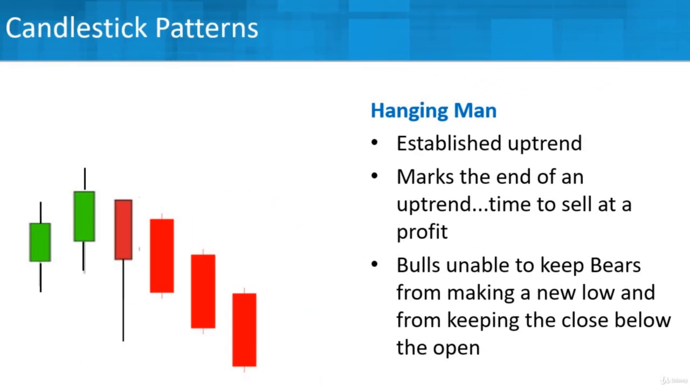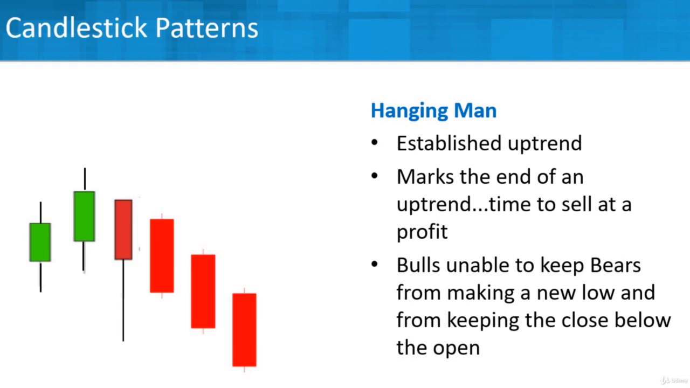Now, a hanging man is essentially the opposite. You have an established uptrend where things have been trending upwards. Each open is higher than the close from the day before. We have green candlesticks in this case. But a hanging man marks the end of an uptrend. And if you own the security, that's the time to sell at a profit. On a hammer, you're looking to get in and start riding a new trend going upwards. But if you own a security and you see a hanging man, now it's time to watch, because this might be the time to sell.